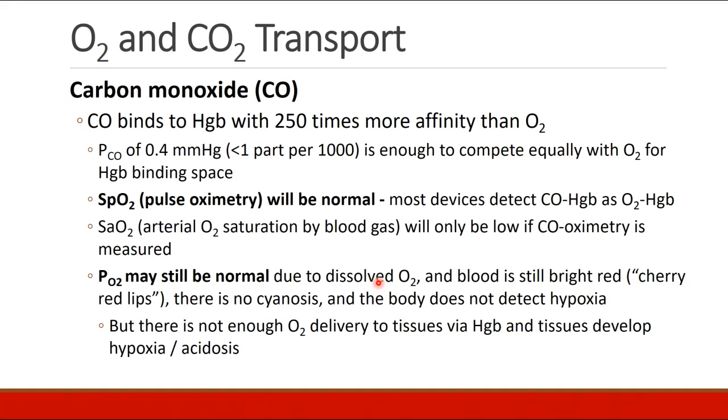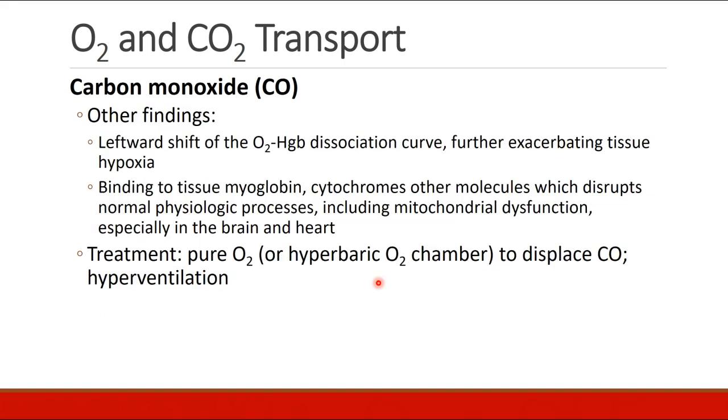The body doesn't detect hypoxia, and that's one of the reasons why this is so deadly, because there still isn't enough oxygen delivery to tissues, which needs to be done by hemoglobin, and so tissues develop hypoxia and acidosis. The other findings with carbon monoxide toxicity would be a leftward shift of the oxygen hemoglobin dissociation curve, and this makes the tissue hypoxia even worse.